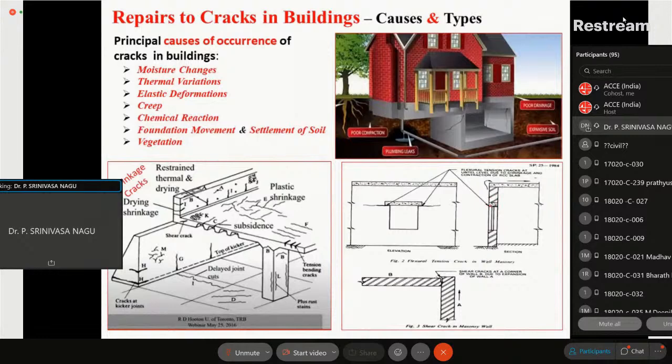So where is the dissimilarity of the material? The dissimilarity is at the lintel surfaces. Masonry is different, the lintel material is different. So there the cracks come. We don't know, everything is good, why are cracks developed? So this kind of in-depth knowledge is essential.